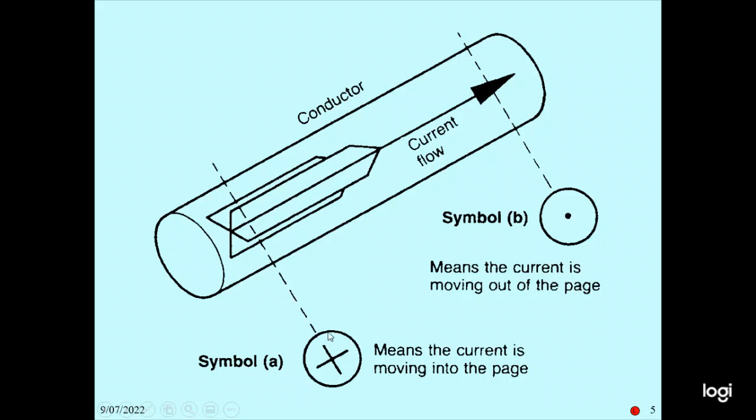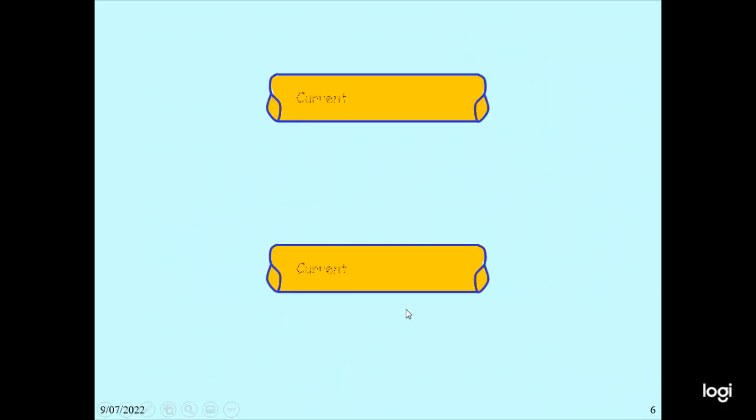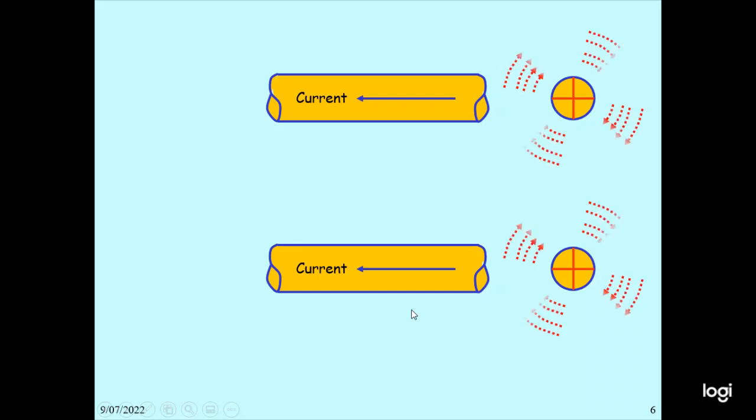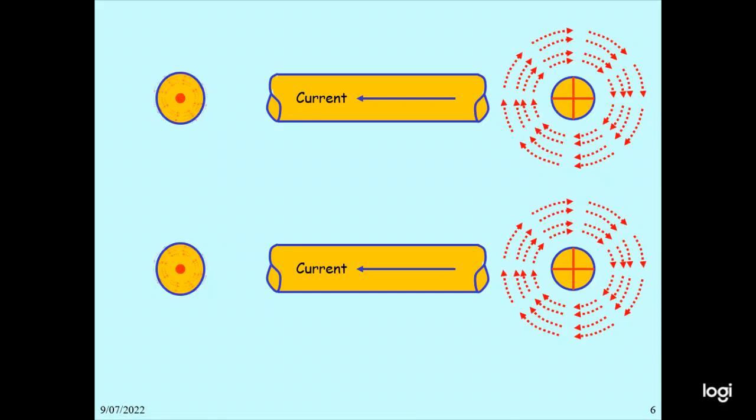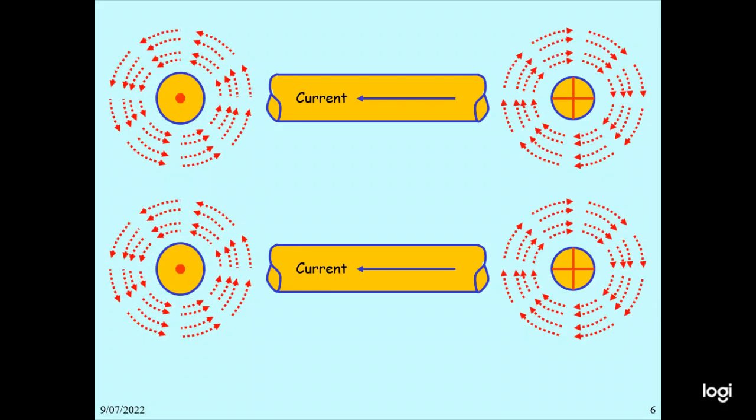The symbols are cross and dot, meaning the current is moving into the page. When the two currents are flowing, you can also see there's a magnetic flux here like this. This is for the current flowing away, so there will be magnetic flux like this. Here the current is flowing toward us, with the magnetic field around like this.